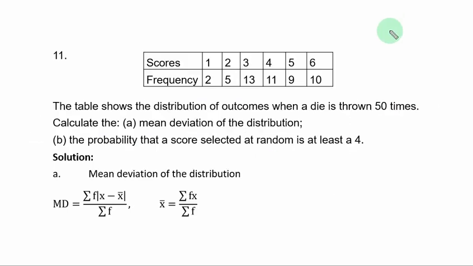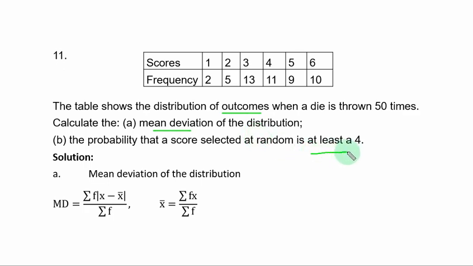Question 11. The table shows the distribution of outcomes when a die is thrown 50 times. Calculate, A, the mean deviation of the distribution. B, the probability that a score selected at random is at least 4.